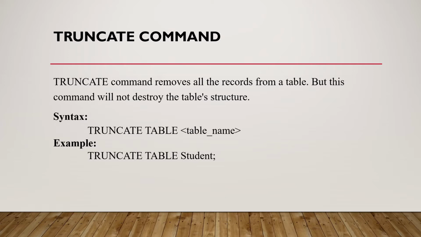Next one is the truncate command. The truncate command removes all the records from a table, but this command will not destroy the table structure. It will delete only the rows in the table. Syntax, truncate table, table name. Here truncate table is a keyword and table name is the name of the table. Example, truncate table student. This command will delete all the records in the table. It will not destroy the structure of the table.